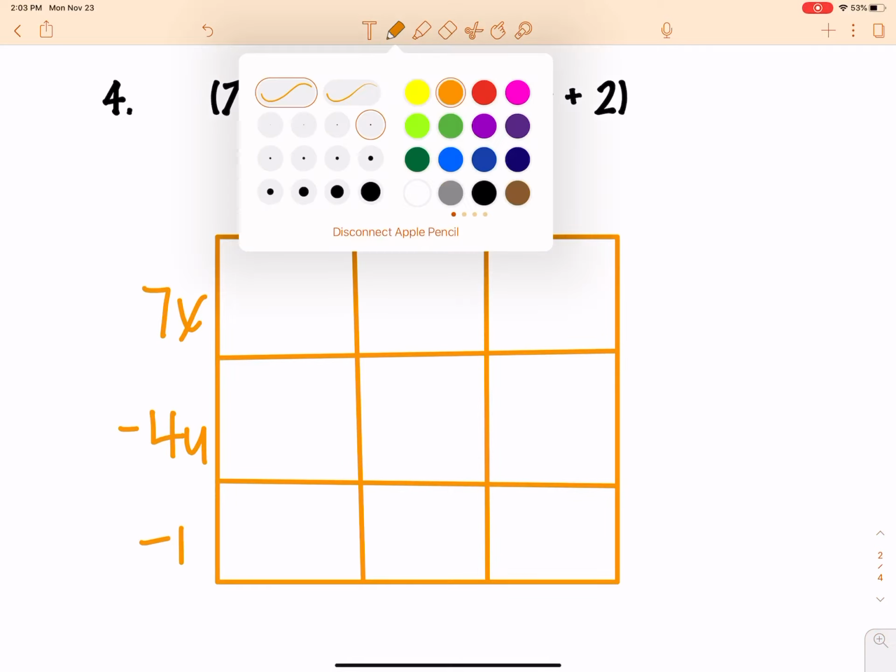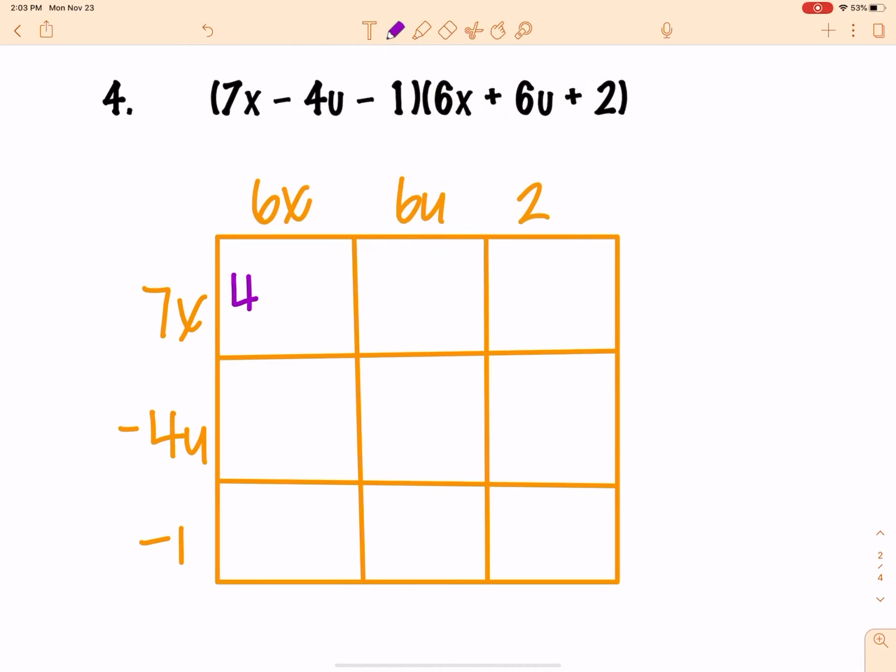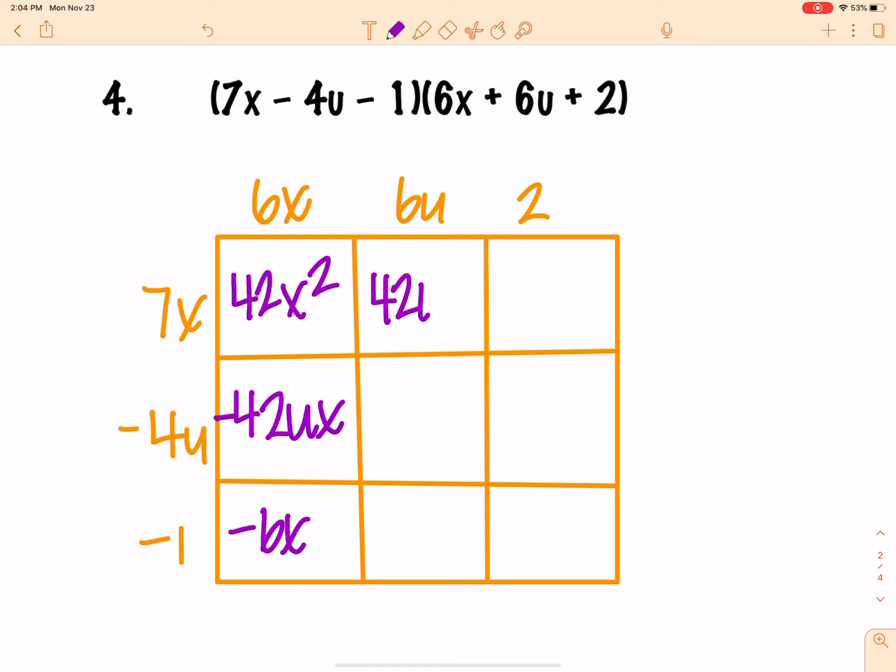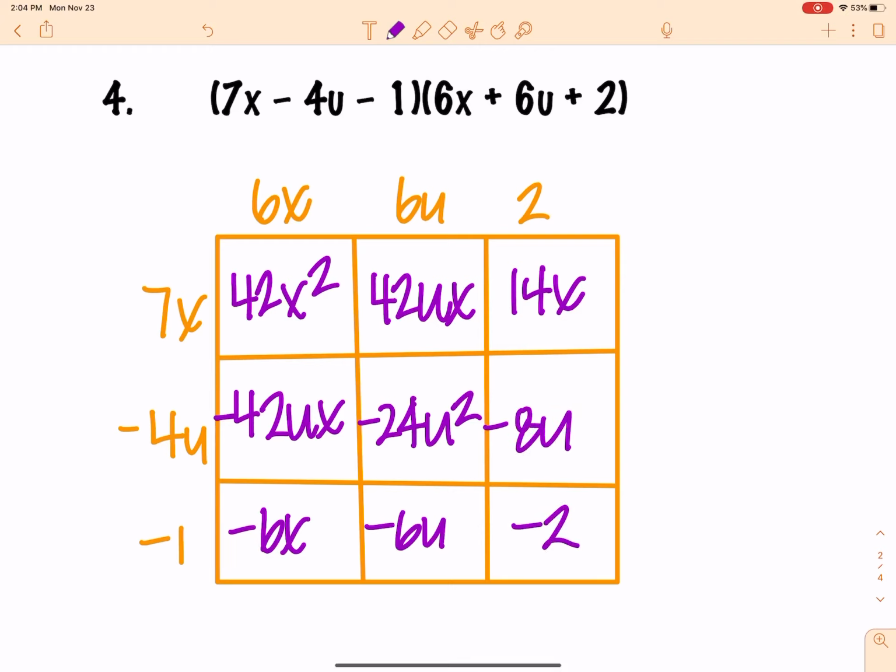And then we now multiply to get the inside. So 42x squared. And then I just like to go down. Oops, and that's negative. Very careful there. Negative 42ux, and then negative 6x. This would be 42ux. And the last column is 14x, negative 8u, and negative 2.